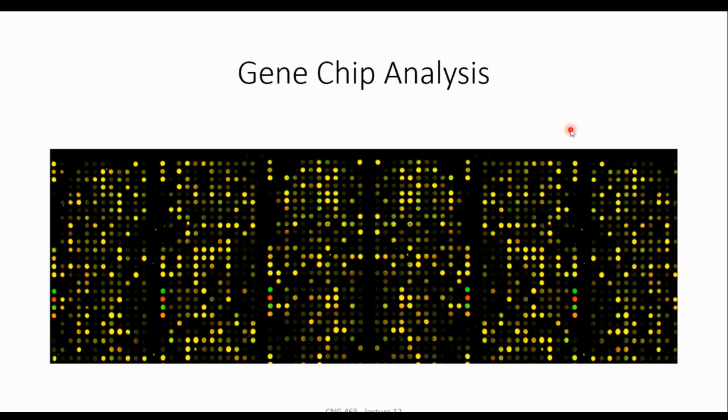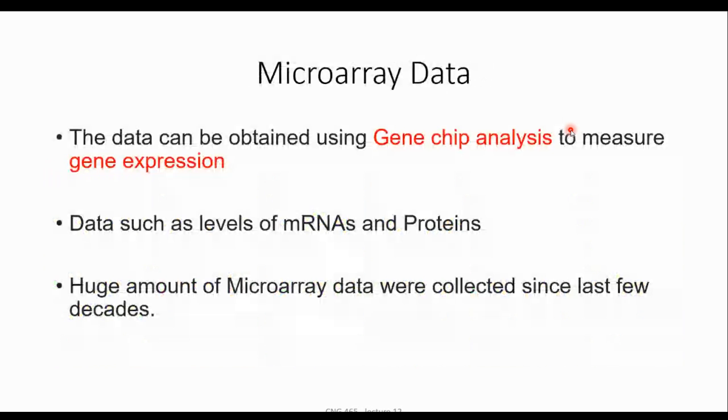For us as computer scientists, obviously, it's not that interesting to know the technical part of that, but anyway, we should know how they measure it. Now, the data such as levels of mRNAs and proteins, we call microarray data, because one way to find them is using this technique that I mentioned. There are other techniques that I will also talk about.